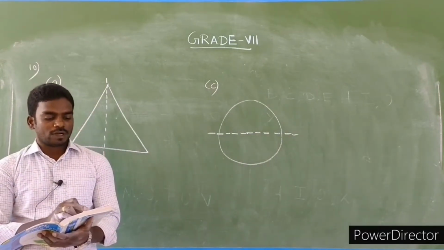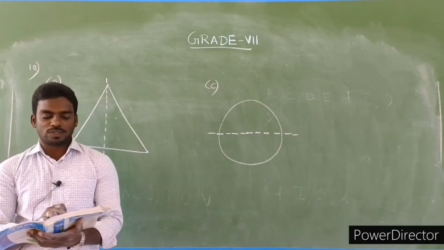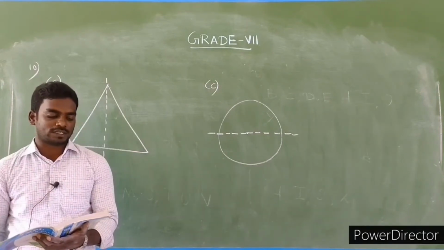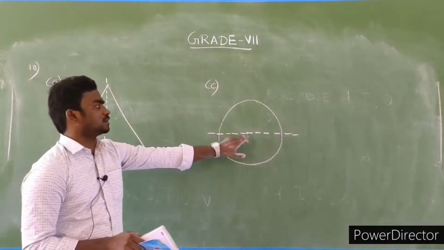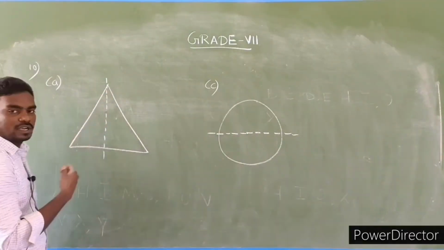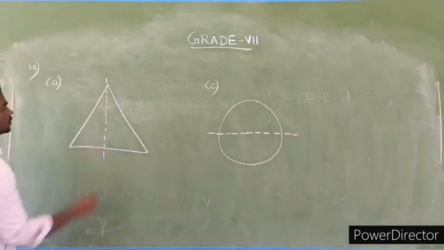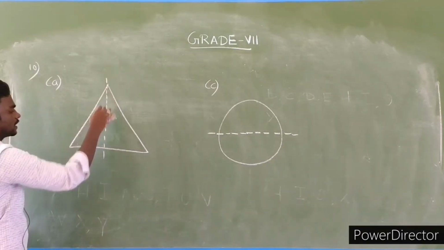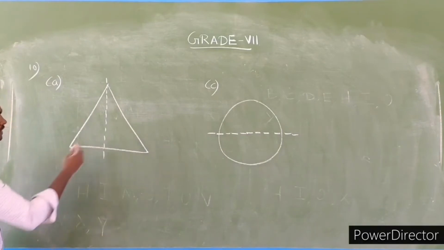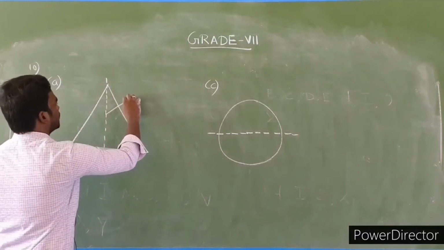Next, 10th pattern. What other name can you give to the line of symmetry of an isosceles triangle? Next, the line of symmetry of a circle. So what is the other name of a line of symmetry for the isosceles triangle? We know a line of symmetry is drawn from the vertex of a triangle to the midpoint of the opposite side. So this is called, what is that? Median.